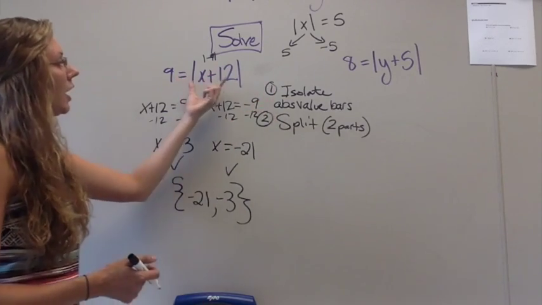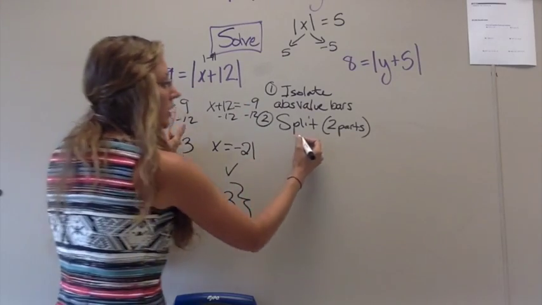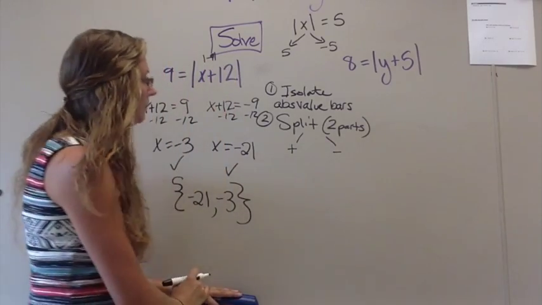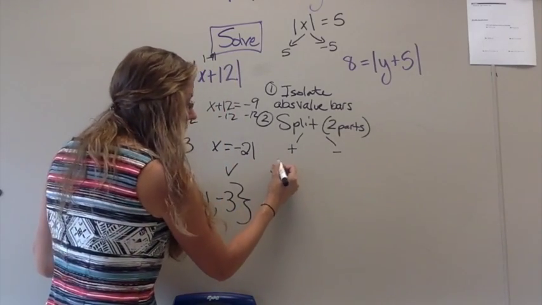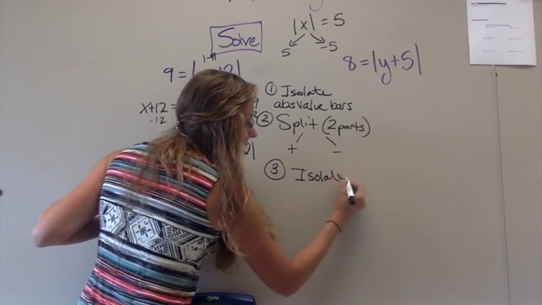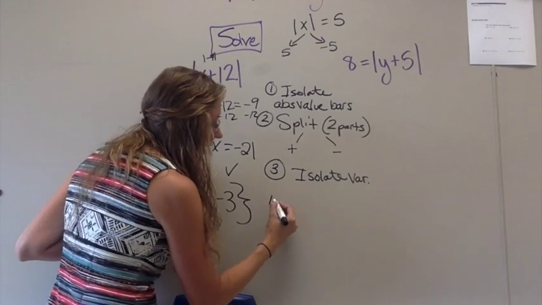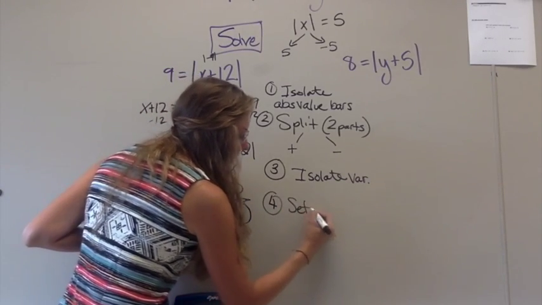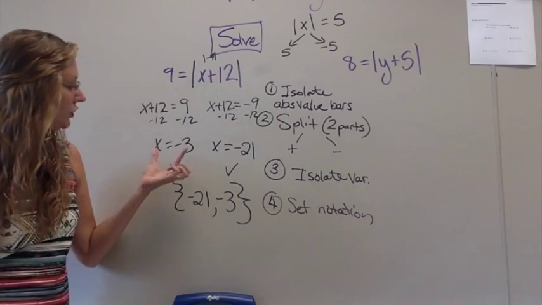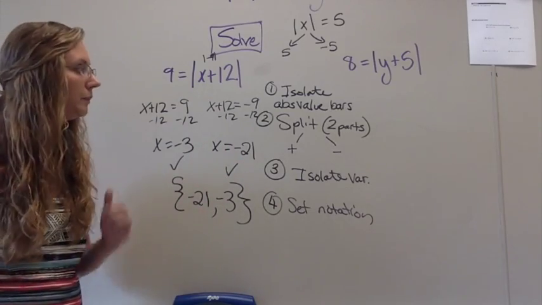So we isolated our absolute value, or checked, this one already was. We split it into 2 parts. One part was our positive answer, one part was our negative answer. Our third thing we did is we isolated our variable. Okay? And then lastly, we put our 2 solutions in set notation. Okay? Let's try to start incorporating this versus putting x equals negative 3 and x equals negative 21.